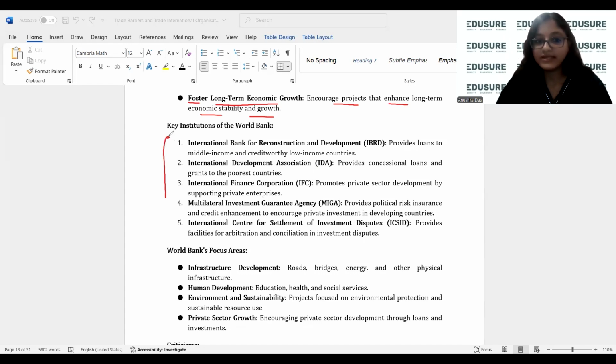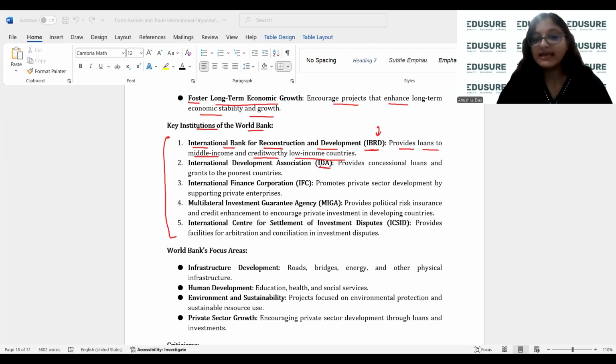Now, important is this. What are the key institutions of the World Bank? What are basically the different departments, key institutions under the World Bank? First is IBRD, which we've seen before, International Bank for Reconstruction and Development. So what does this IBRD do? You have to know what the institutions are, what the full forms of these institutions are, and what the purpose is for which these institutions were set up. This IBRD provides loans to the credit-worthy low-income countries and the middle-income countries for reconstruction and development purposes, obviously.